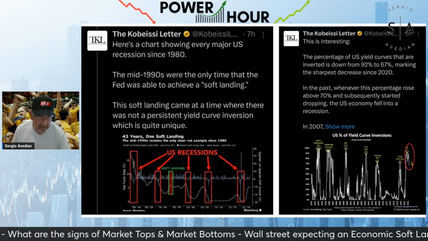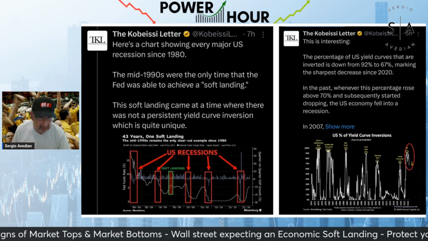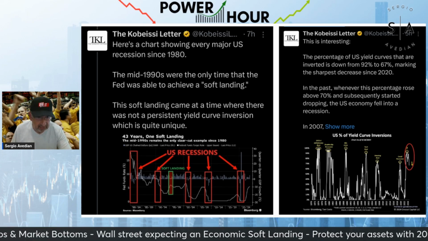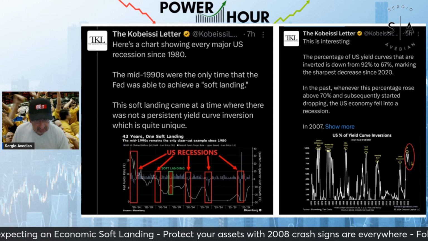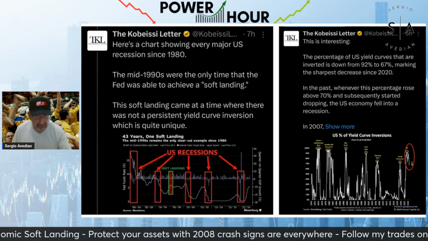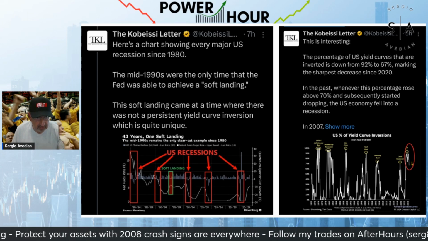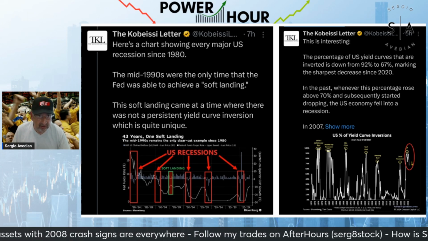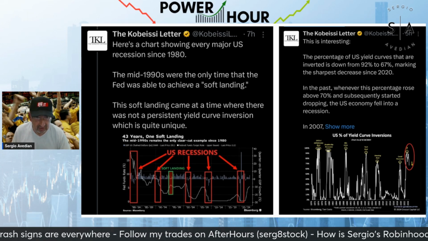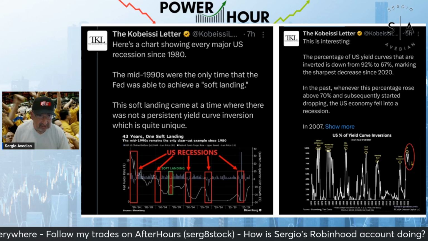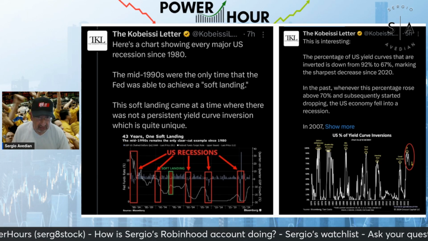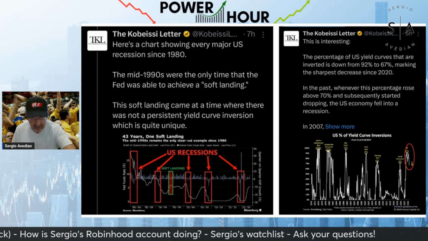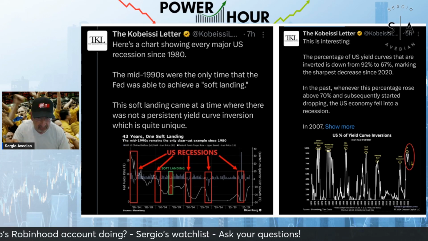On the chart on the left-hand side, I think this goes back to 1980, 44 years. There's a chart, again, by the Kobeissi Letter, thumbs up to them. Here's a chart showing every major US recession since 1980. The mid-1990s were the only time that the Fed was able to achieve a soft landing, right? That was the one highlighted with a green box around it.